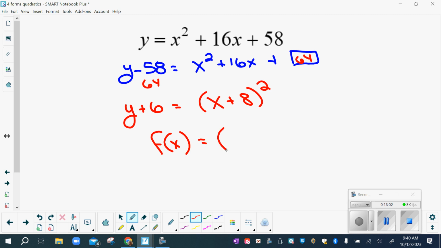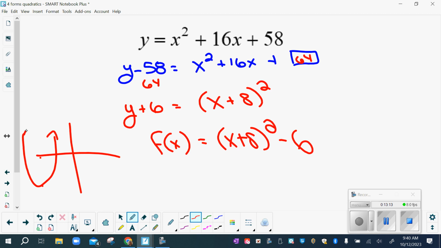So look, we're almost done with this. X plus 8, quantity squared, minus 6. If I wanted to graph this really fast, it would be negative 8, negative 6. Boom. So fast. How'd we do?